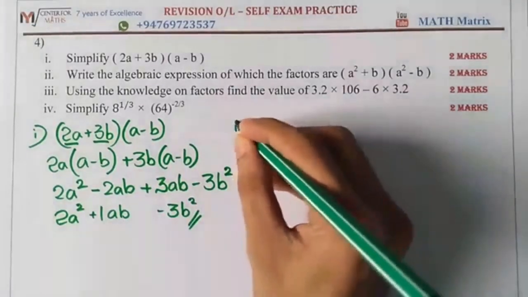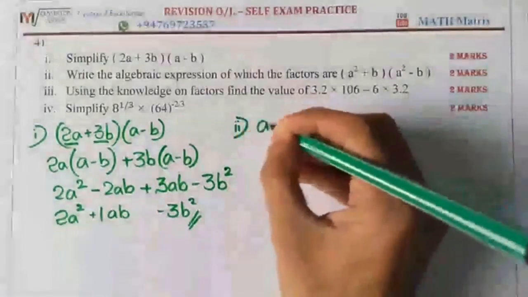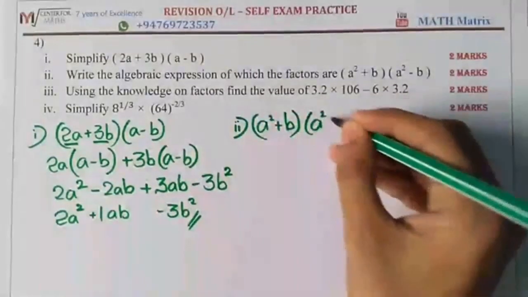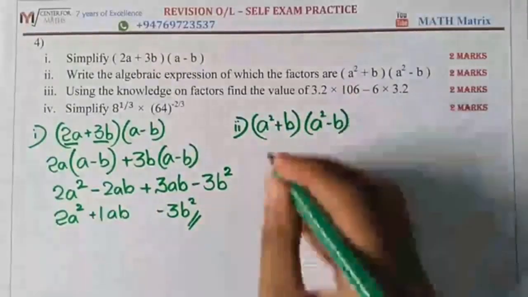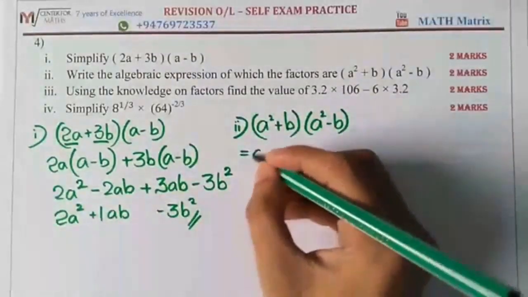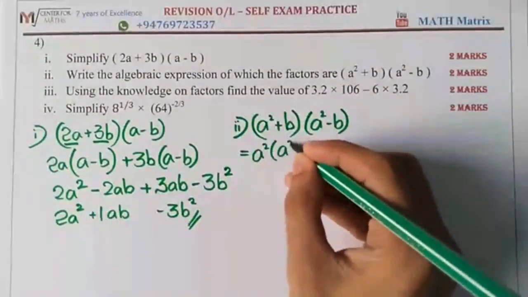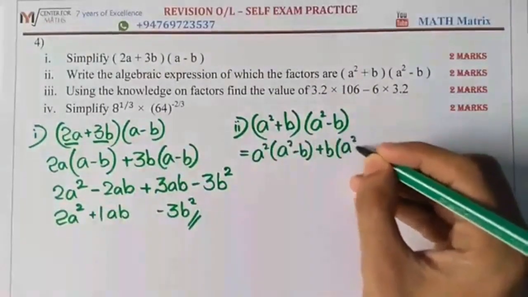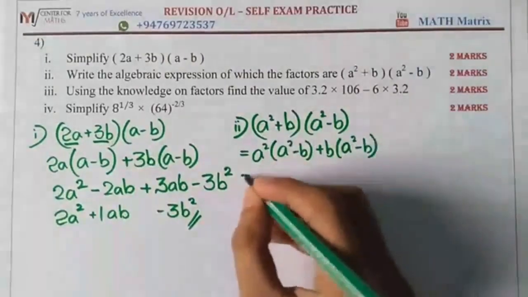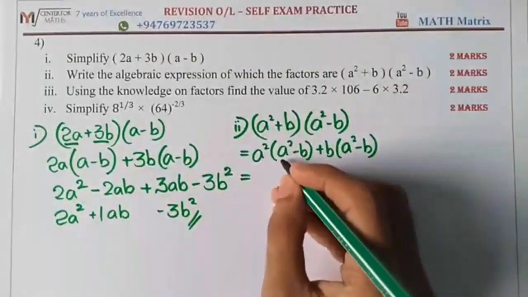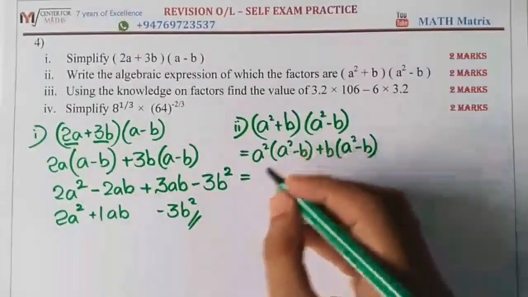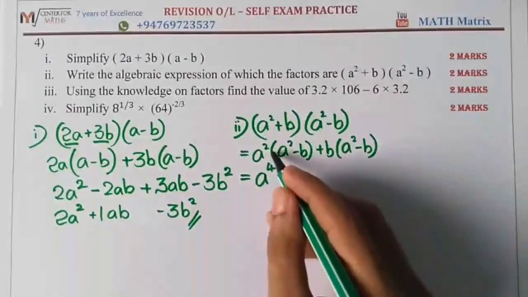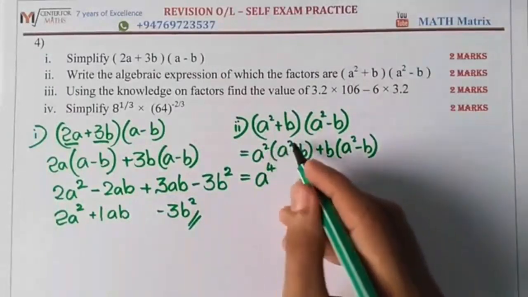Question number 2: (a squared plus b) times (a squared minus b). Again, we have to follow the same method. a squared multiplied by a squared minus b, and plus b, again multiplied by a squared minus b. So a squared into a squared is a to the power 4. 2 2s are 4. If there is a multiplication sign, we have to add the powers: 2 plus 2 is 4.